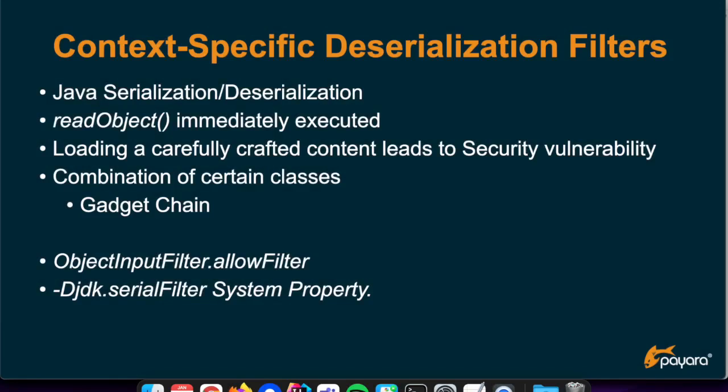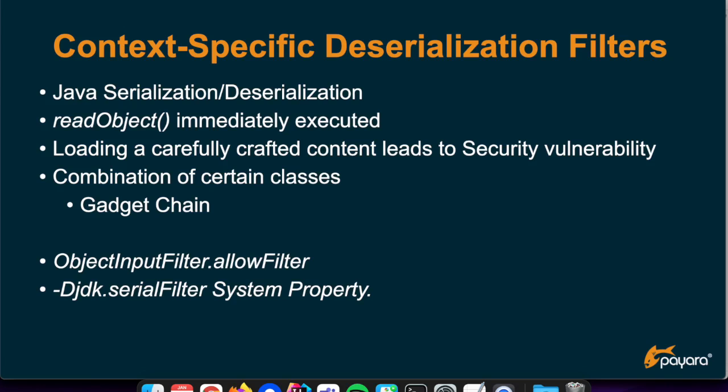The last topic in this presentation will handle those context-specific deserialization filters that I mentioned, one of the important changes for security in JDK 17. We all know Java serialization and deserialization, where we can write the content of the Java instances, the Java objects, to disk in a binary format, and can read it later on again if we need it.